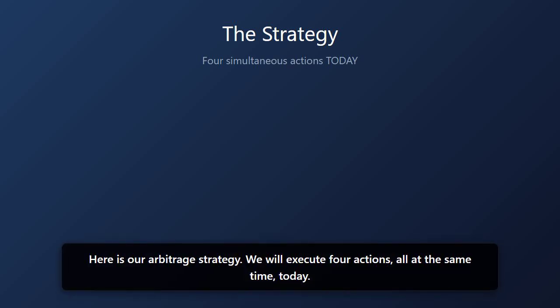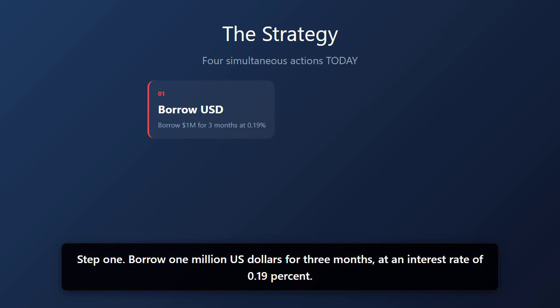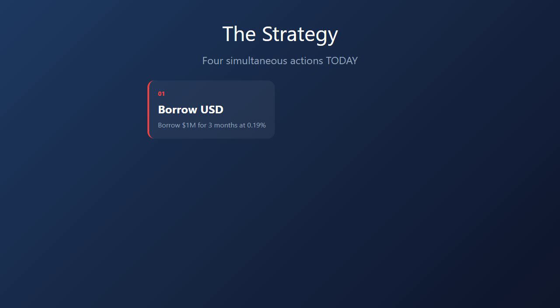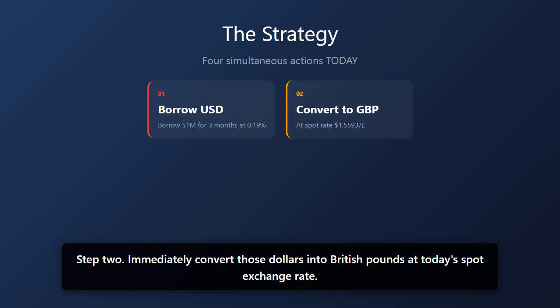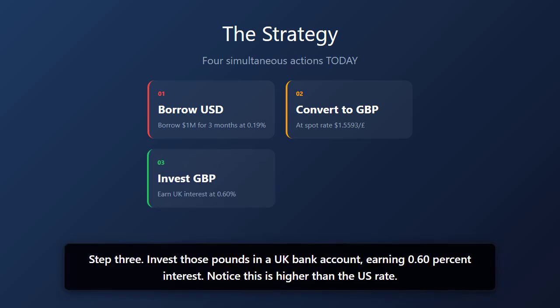Here is our arbitrage strategy. We will execute 4 actions, all at the same time, today. Step 1. Borrow $1 million for 3 months, at an interest rate of 0.19%. Step 2. Immediately convert those dollars into British pounds at today's spot exchange rate. Step 3. Invest those pounds in a UK bank account, earning 0.6% interest. Notice this is higher than the US rate.